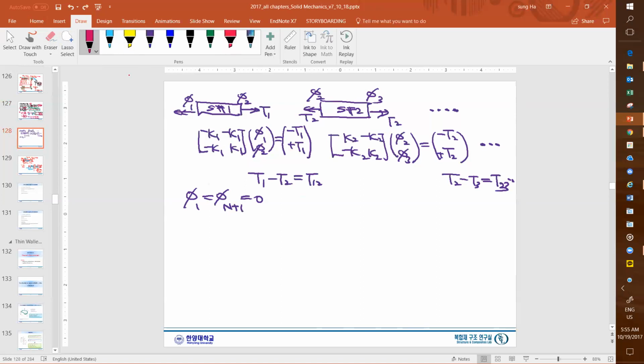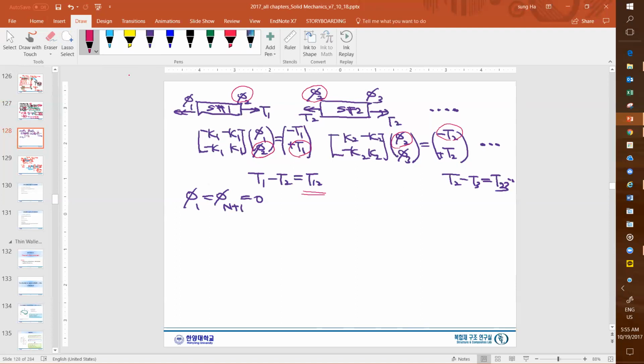This one is Phi2, and here is the Phi2, at the same point, right? Of course, they are the same Phi2. They have to have the same rotation angle, so they have to have the same Phi2, right? But here is T1 and here is T2. There's a difference, which should be the external load which we applied. Okay, that is the one very important.